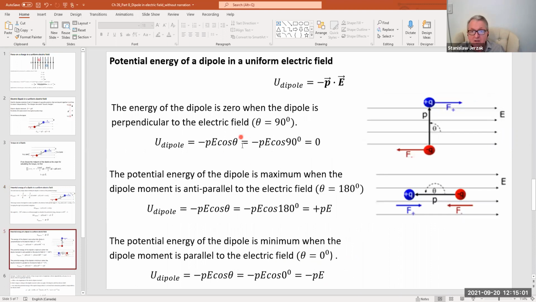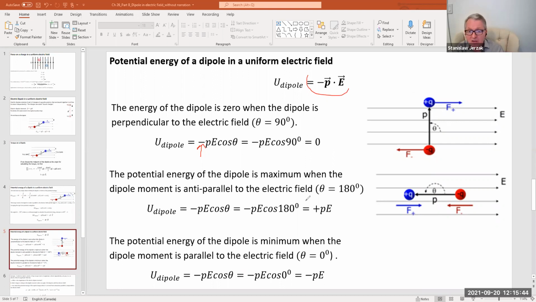In the next slide, let us use that expression, negative P dot E, and calculate the energy of that dipole for 3 important orientations. First, let us see what that expression gives me when the dipole is perpendicular to the electric field. If theta is 90, then the dot product P dot E is PE cosine theta, including that negative sign. Remember, that negative sign must be there. And of course, cosine of 90 is 0. So the dipole energy for that perpendicular orientation, according to this expression, is equal to 0, as expected.